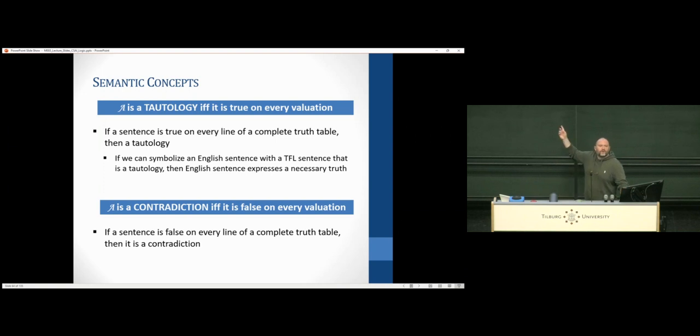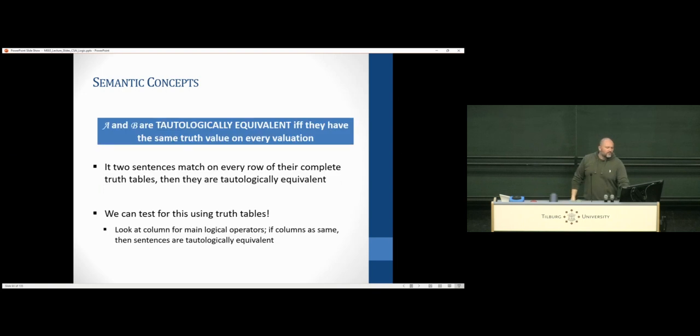So, we can define a notion of tautology and a contradiction. What else can we do? Well, we can talk about two sentences being tautologically equivalent. And we'll say that two sentences A and B are tautologically equivalent if and only if they have the same truth value on every valuation. Now, the important thing here is the emphasis on the every valuation.